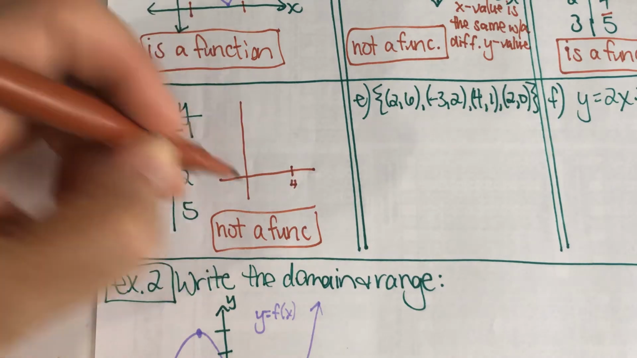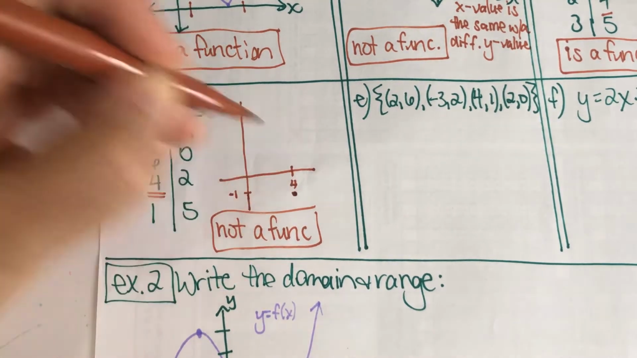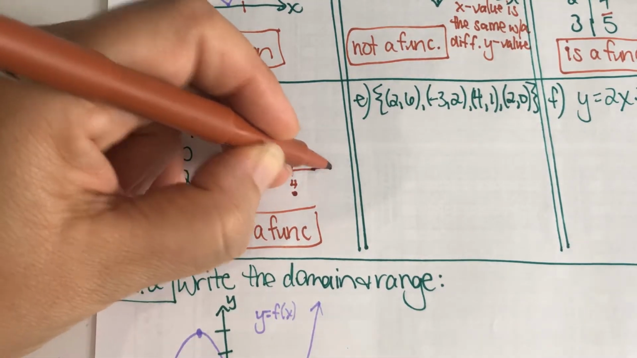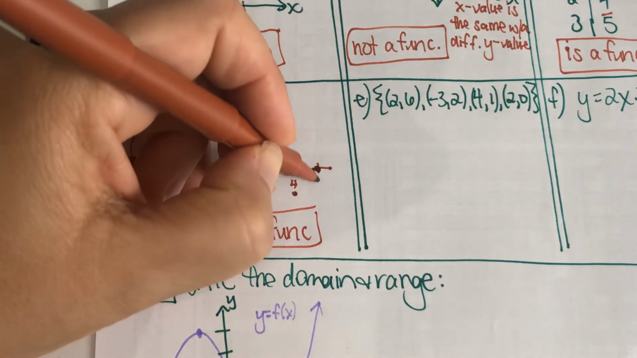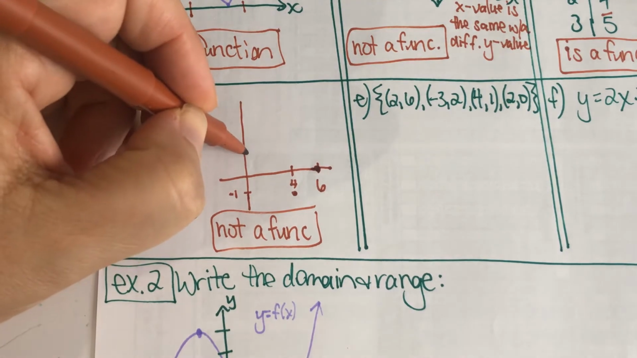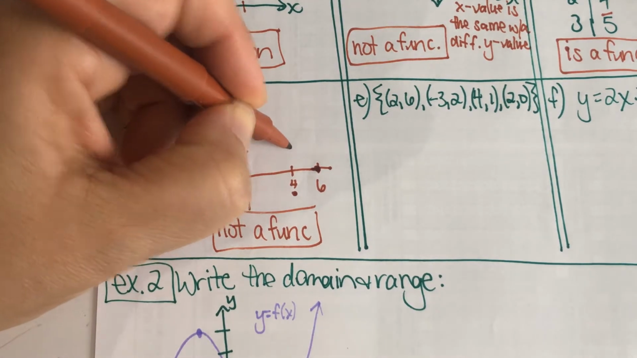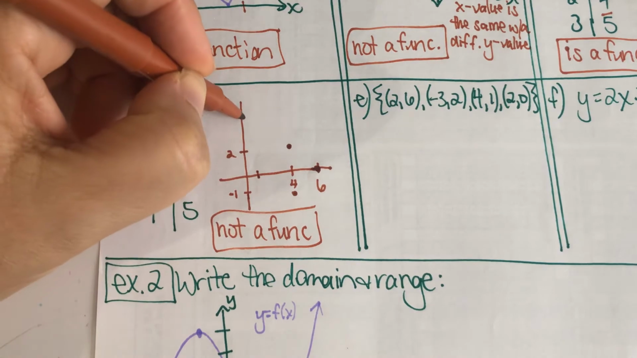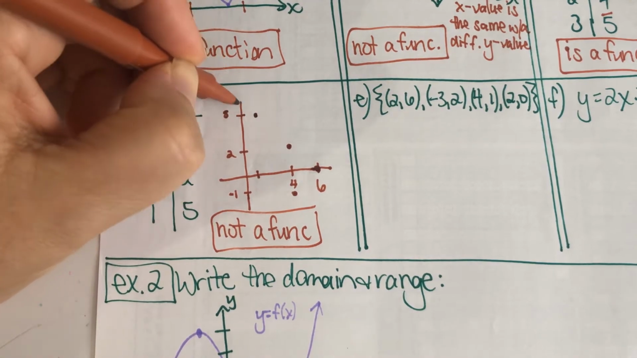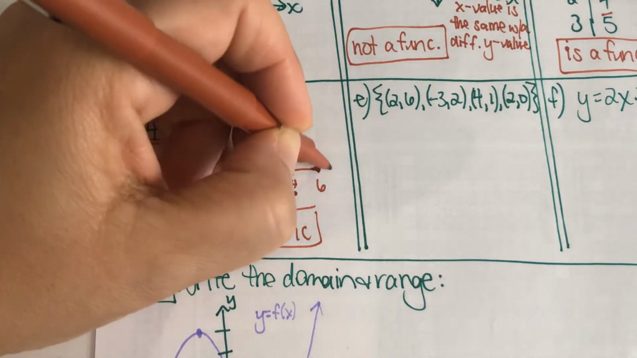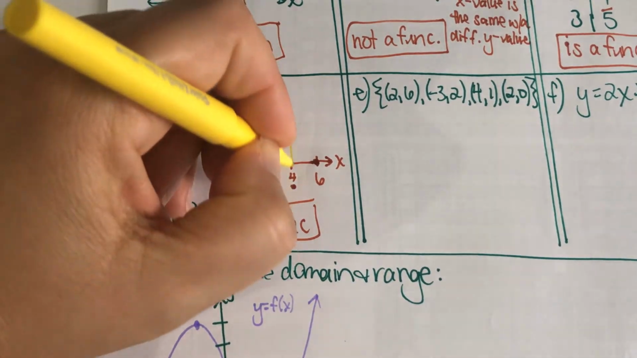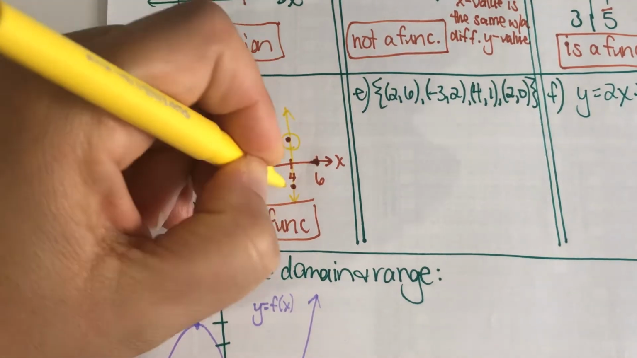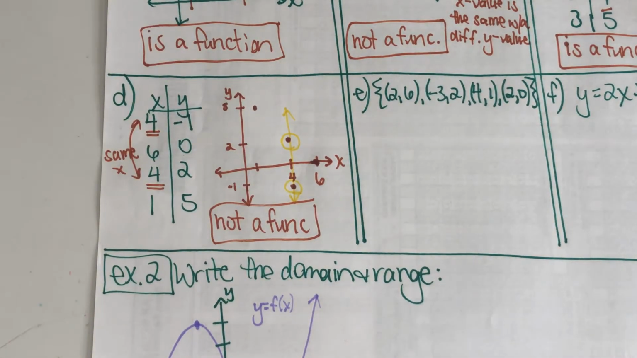I'm gonna be like, okay, this is 4, -1 would be around there. Over 6 and up 0 would be around here, right? Over 4 and up 2 would be around here. And then over 1 and up 5, I'm just sketching. It's really not important that I am counting everything out. And if you see, this doesn't pass the vertical line test. There's 2 places right there. So that would be another way of finding out that it's not a function.